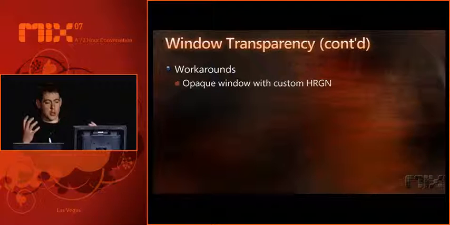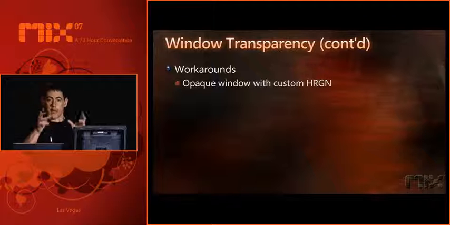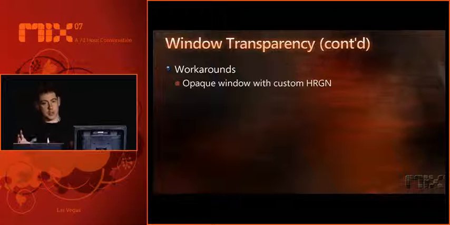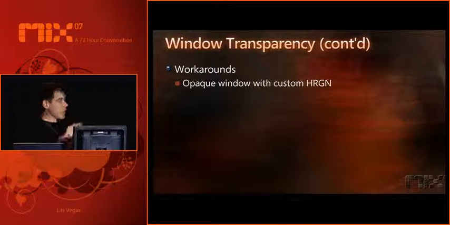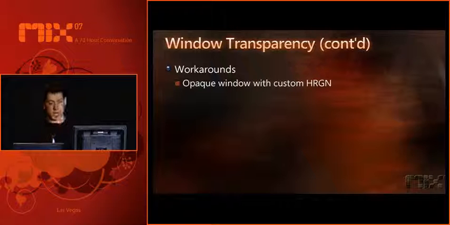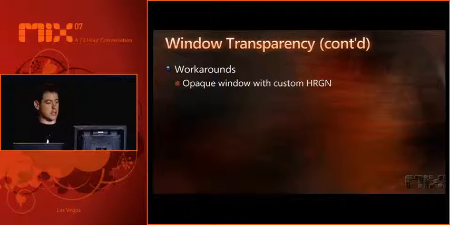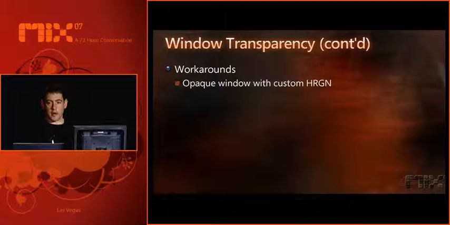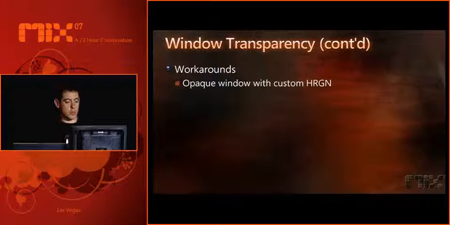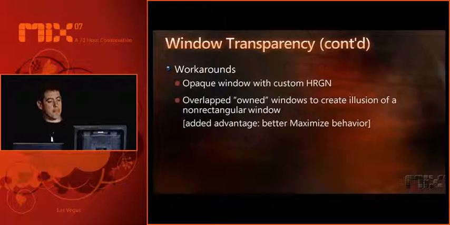One thing you can do is use an opaque window, but to make it irregularly shaped, use Win32, the GDI stuff, to cut out a region. And we had to do this all along in Win32 for years. And it works well. You don't get transparency, but you get that irregularly shaped window, which is what you want.